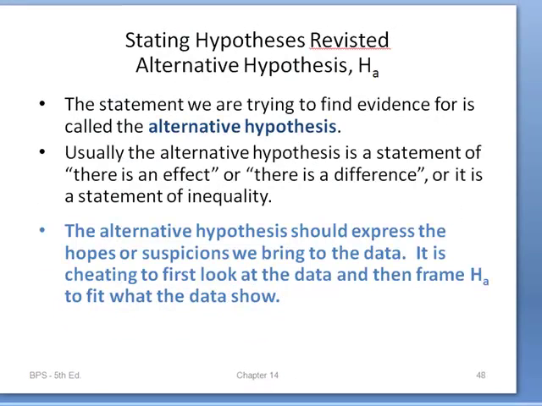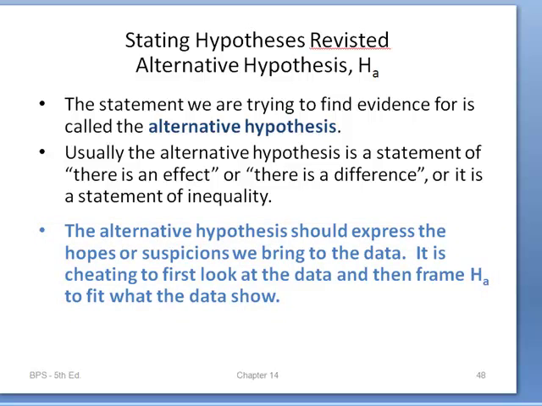The alternative is what we're trying to test. We're trying to find evidence to support that claim. It is a statement that there is an effect, that there is some sort of difference. And again, we need to find evidence to support it. The alternative hypothesis should express the hope or suspicion we bring to the data.